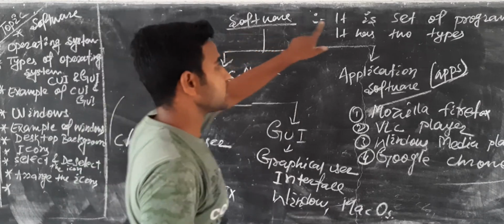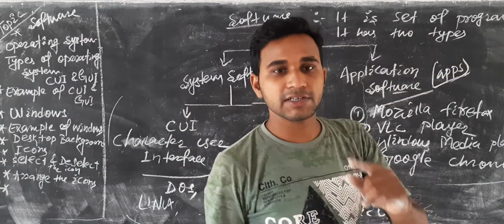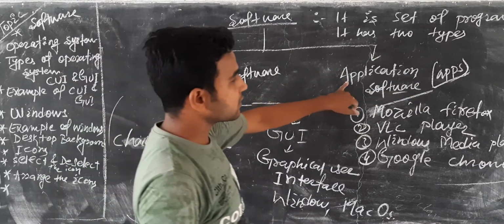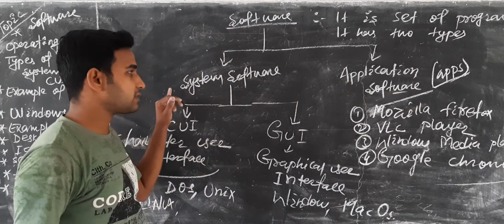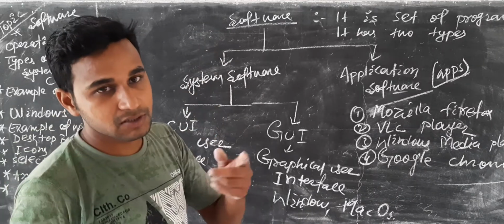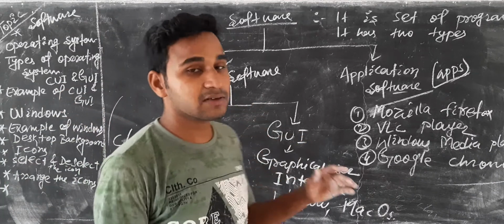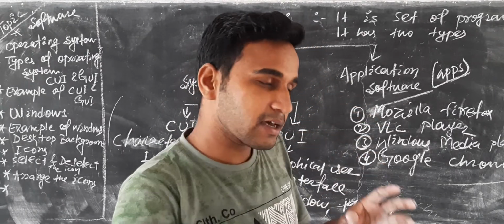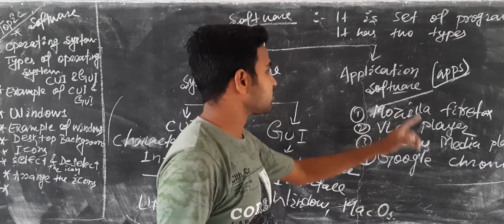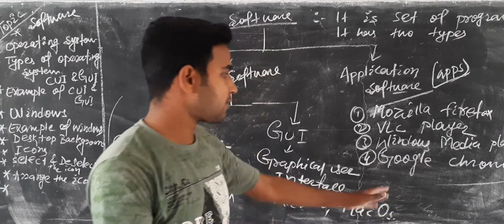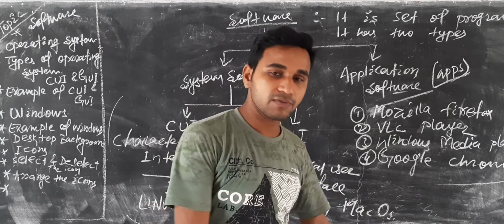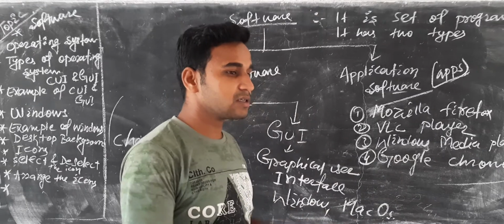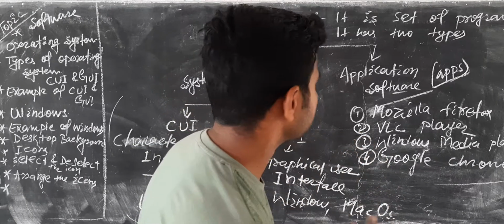That is software. Software is a set of programs. A program is a set of instructions. It has two types: system software and application software. System software operates our computer system with the help of instructions given by the hardware. Application software is like apps, such as Mozilla Firefox, VLC player, Windows Media Player, and Google Chrome. This type of software depends on applications, meaning commands.